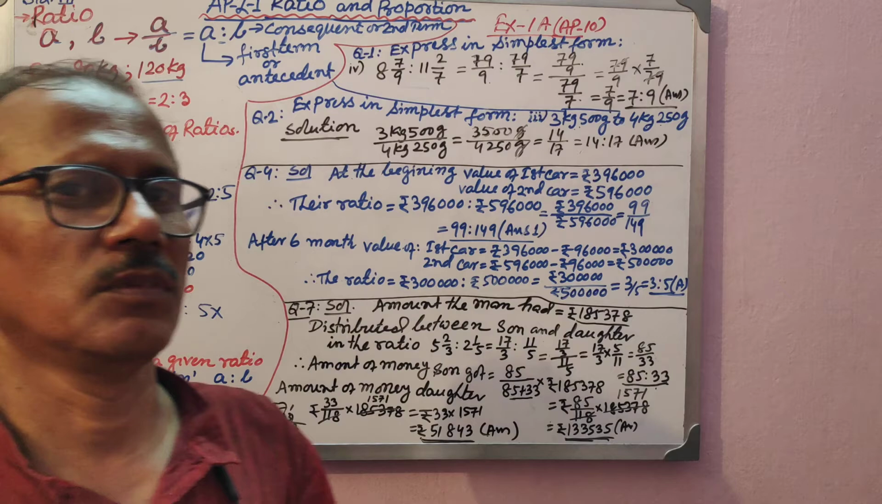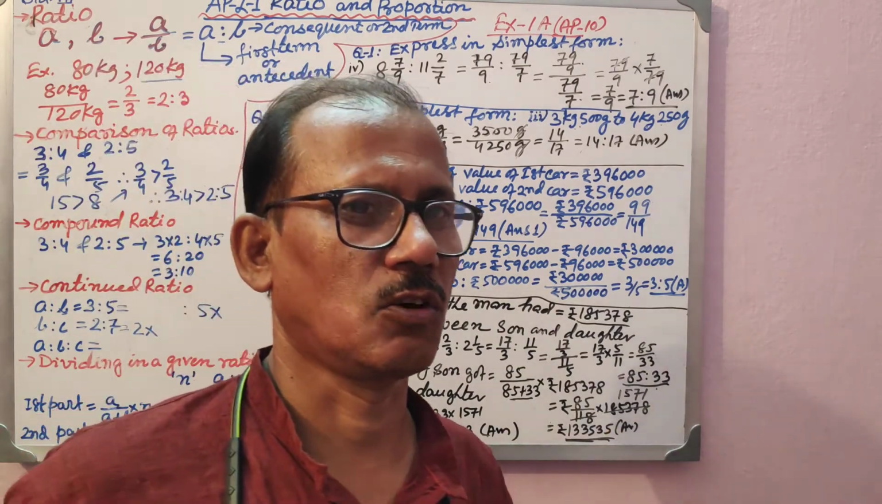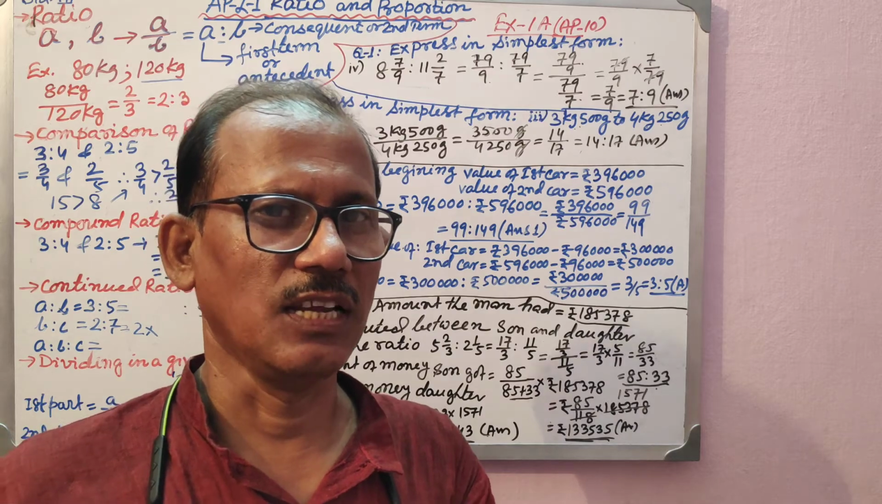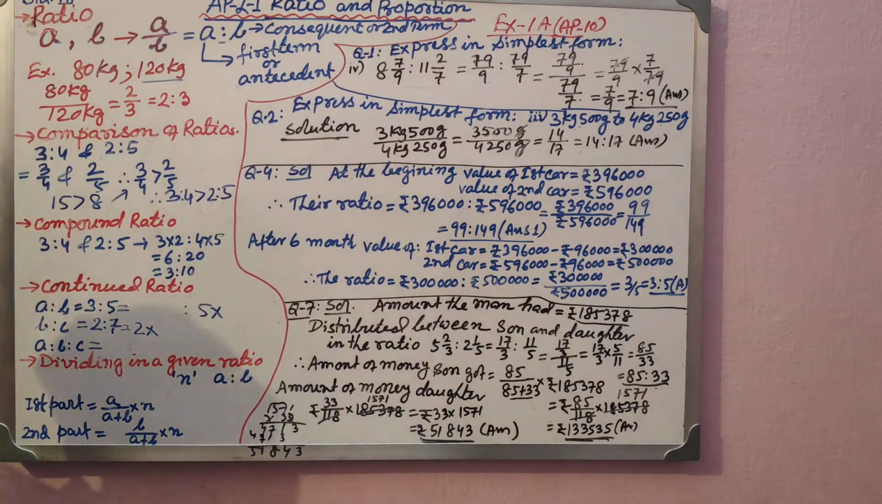The second term is called the consequent. For the first quantity, how much is the second quantity? The second quantity and first quantity relation is that. Okay, so the antecedent and consequent you can find out. Then I will take an example to be clear.